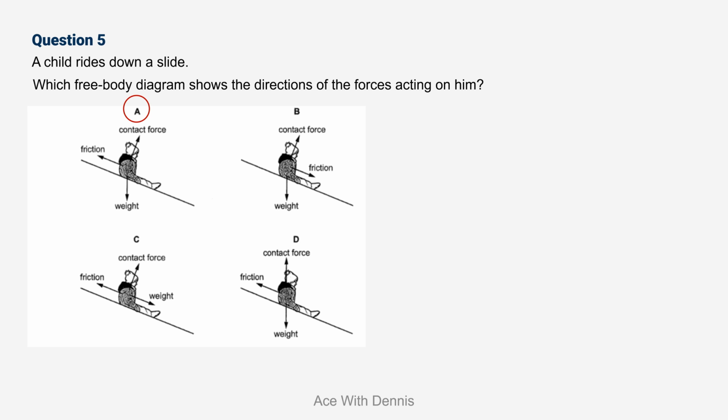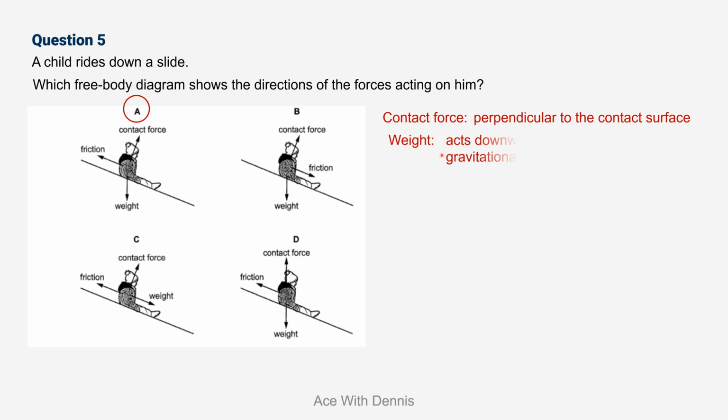The reason, let's study the forces one by one. We start with the contact force. This contact force must be perpendicular to the contact surface. So the contact surface is slanted like this, which is the slide. So this contact force needs to be perpendicular to this contact surface. Hence, it is pointing in this direction.